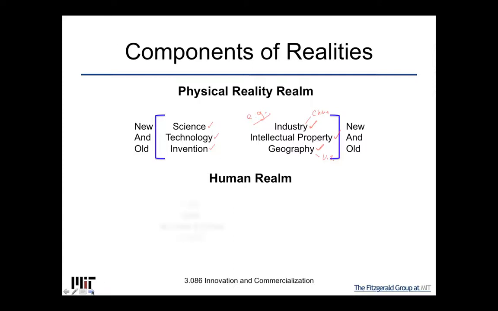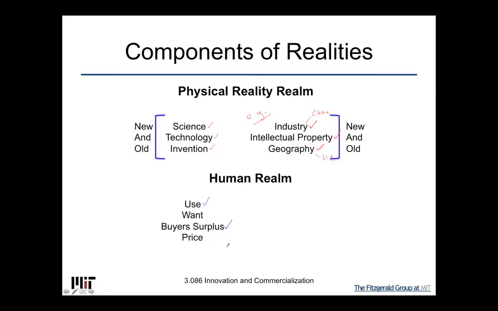So in the human realm, we have a similar type of situation, except that in the human realm, we want to think about use of things, application. So I may have pieces of technology and science, let's say in the physical realm, but how do I use them so that humans get a buyer surplus? And this is actually a very, very important definition.